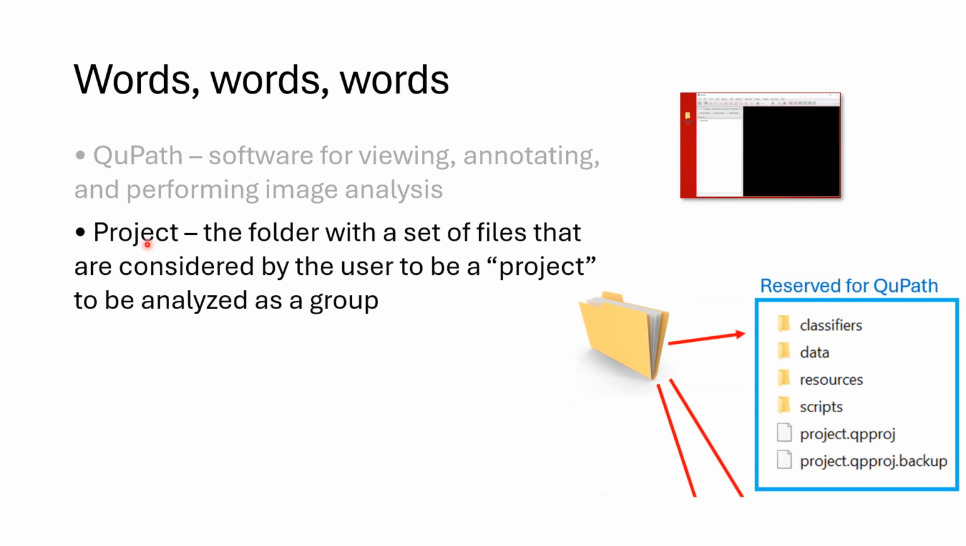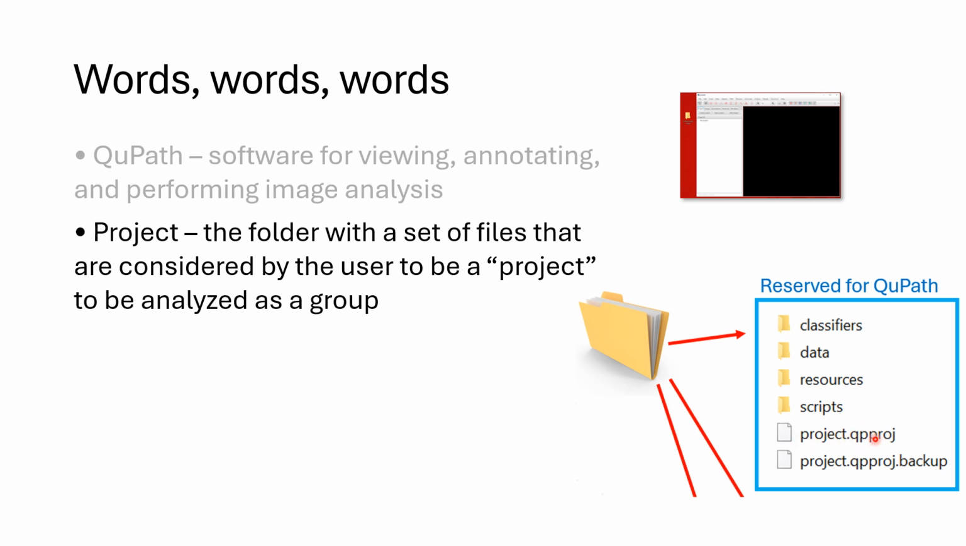The project is the folder with a set of files that are considered a project by the user, and you analyze them all as a group. So the folder itself is going to contain classifiers, a data folder, which is going to be all of the different actual objects you create for each image. That might be the tissue outline or a bunch of cells or what have you. And there'll also be scripts and resources, which we'll go into during the course of the workshop.